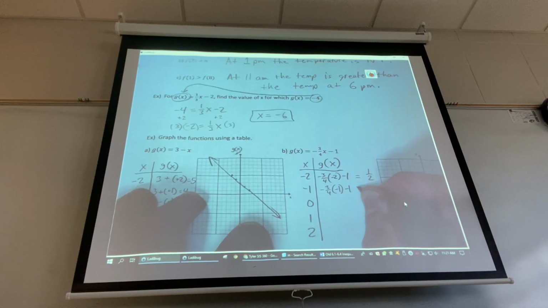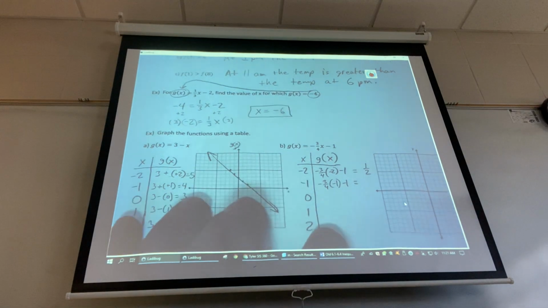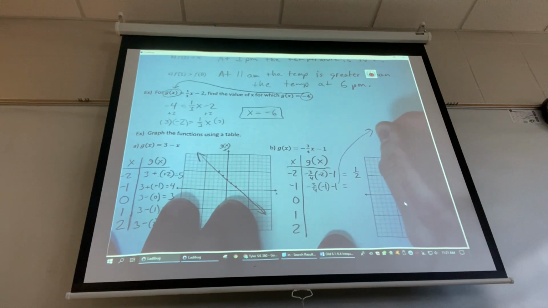So -3/4 times -1. Would it just be negative 3? It would be positive 3/4, wouldn't it? 3/4 minus 1. A lot of people know that right away. Negative, oh, so it'd be negative 1/4. So if you need to, off to the side, 3/4 minus 1, you could rewrite 1 as 4 over 4, which gets you negative 1/4 as a result.